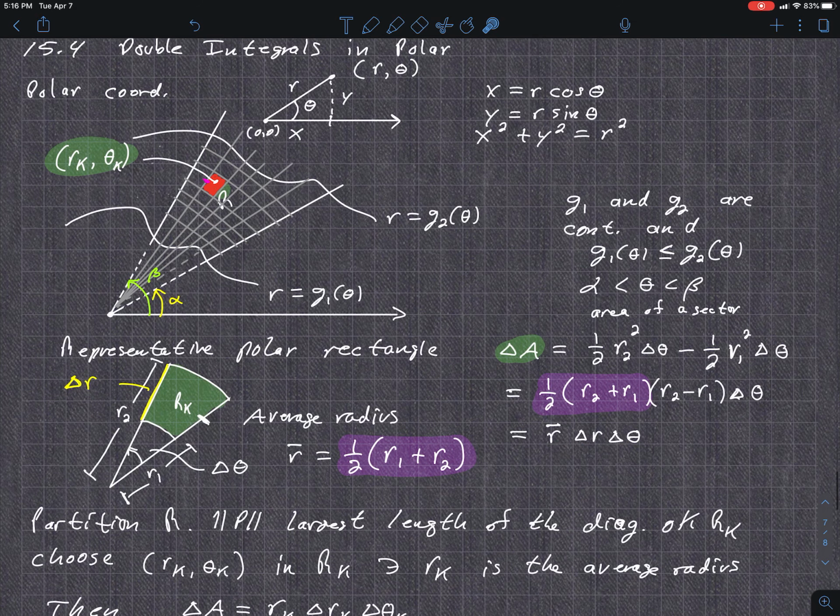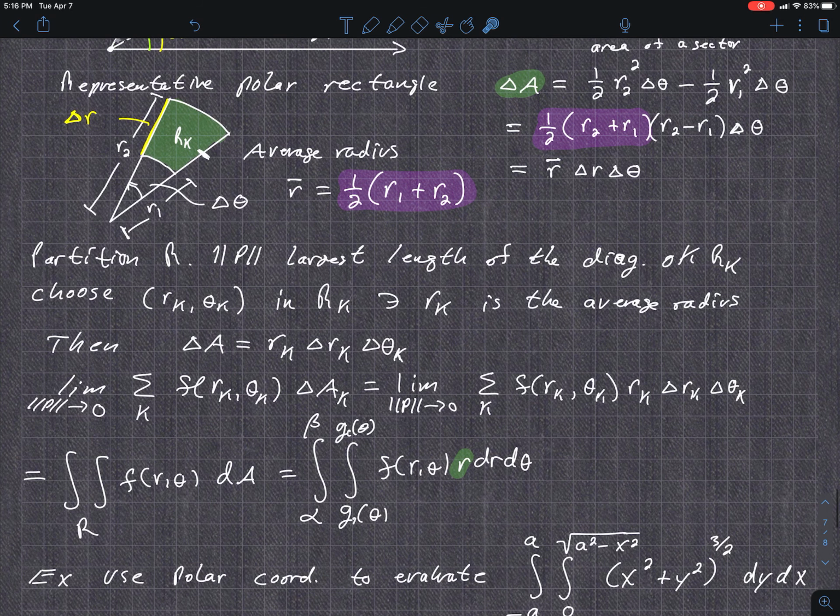So this ends up being r, and this will be your dr and your d theta in your formula. So now we're going to partition and do some of the definition stuff. We partition R. We're going to set the norm to be the largest of the diagonals of the R sub k's. We're going to choose a point in R sub k such that r sub k is the average radius. Then you get delta A is r delta r delta theta.